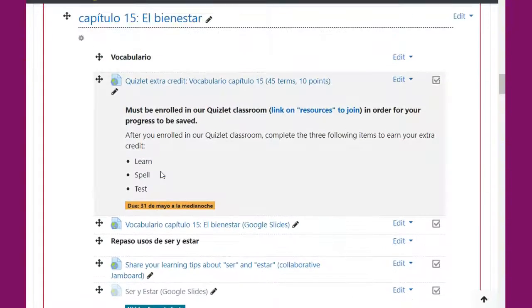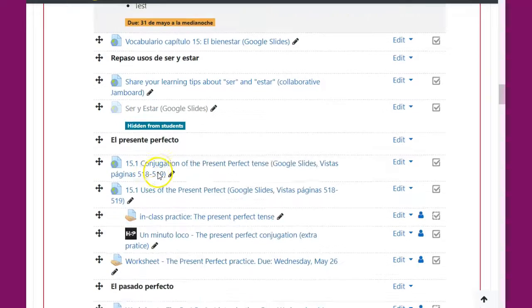And just a reminder that there's a Quizlet for extra credit for the exam. It's 10 points of extra credit to practice the vocabulary. You have to join our classroom on Quizlet first, and here's the link, and then click on the Quizlet to do the vocabulary. But you have to join our class for me to be able to see your progress, and you just have to complete the items learn, spell, and test.